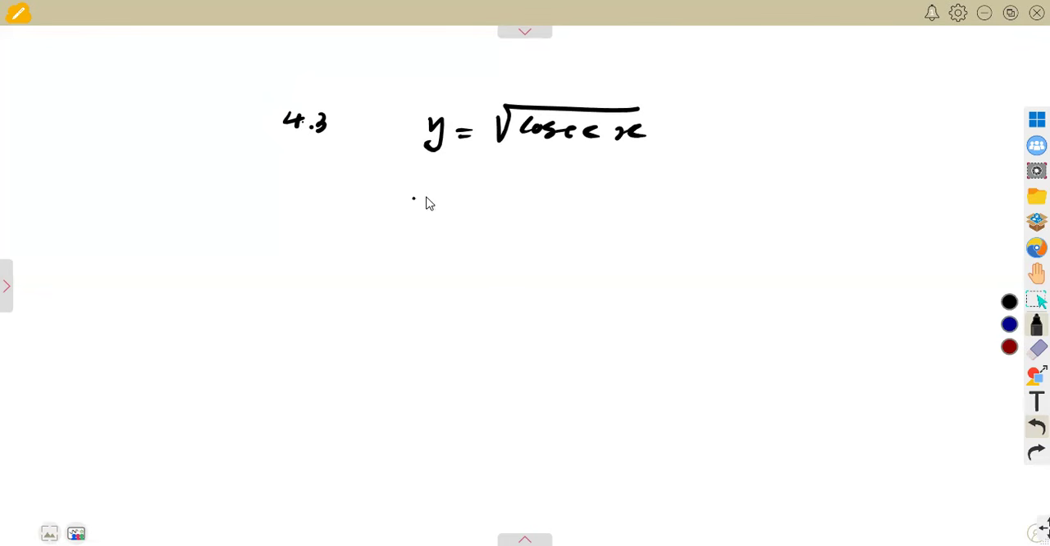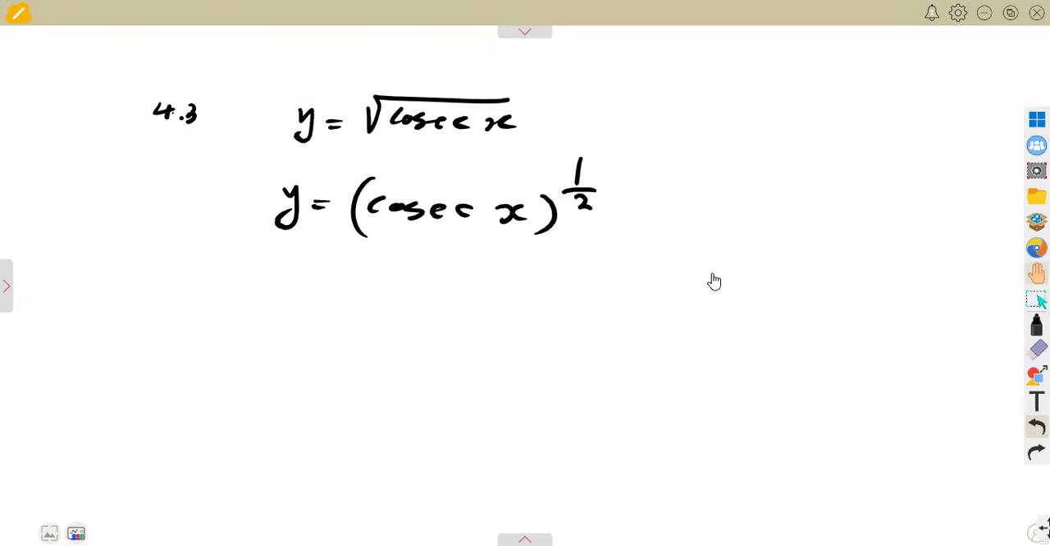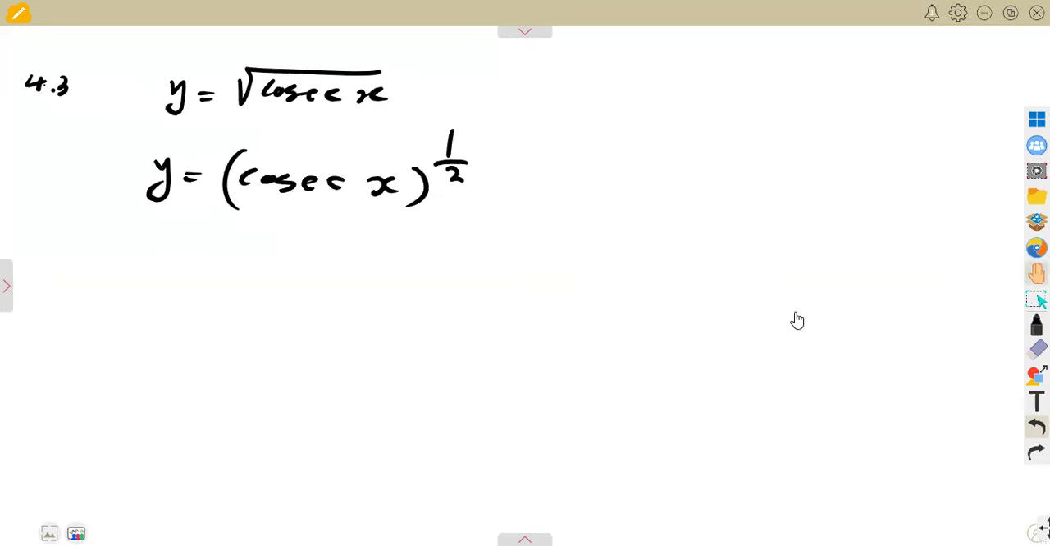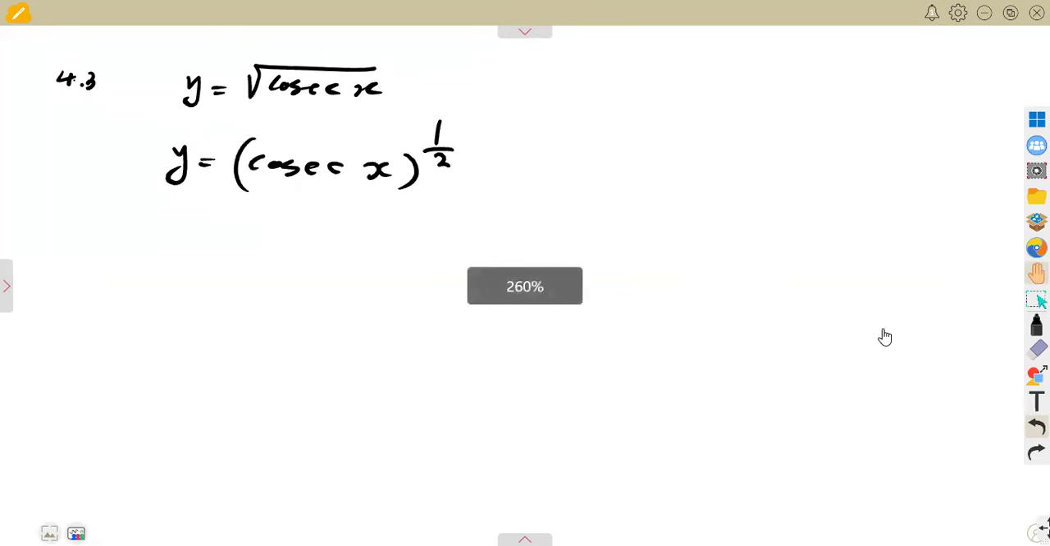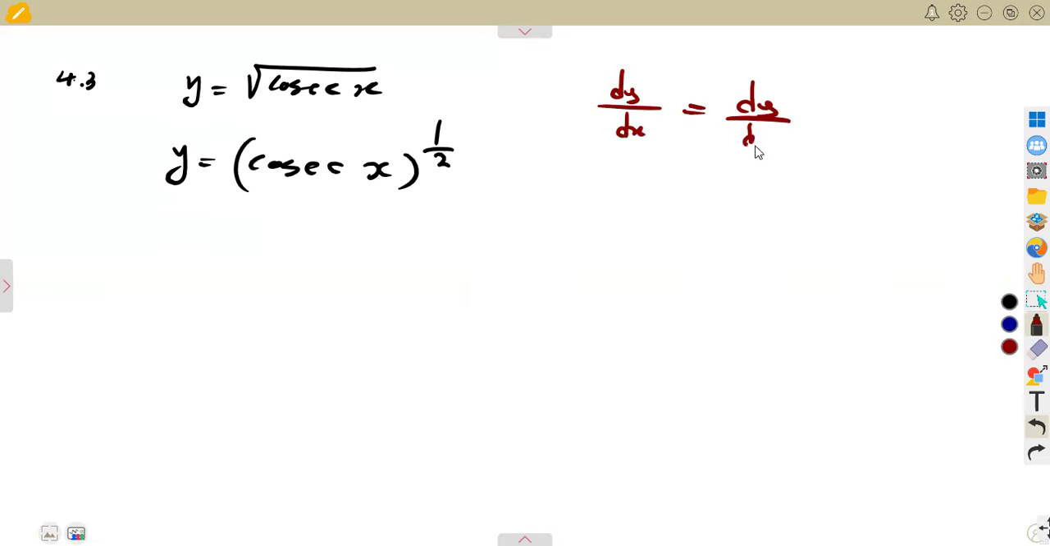The square root of cosec x is the same as cosec x raised to the power of a half. So we can understand that a function of a function can operate here, because we are going to use the formula: the derivative of y with respect to x is equal to dy/du times the derivative of u with respect to x. This is the chain rule formula. But from where?